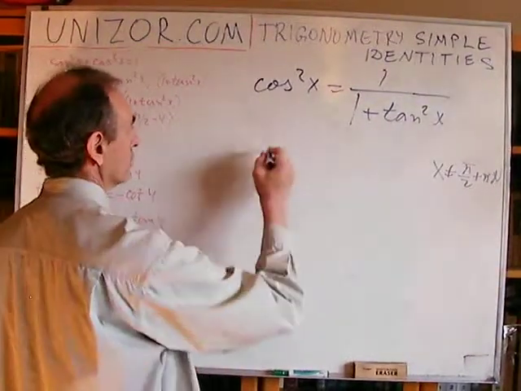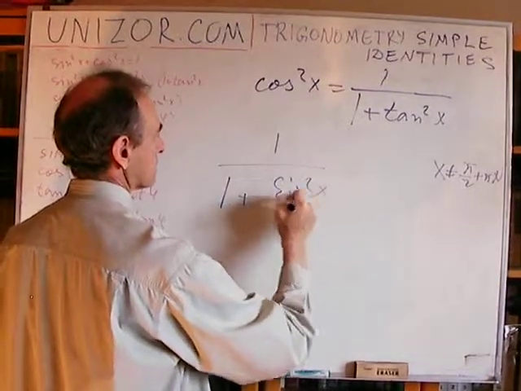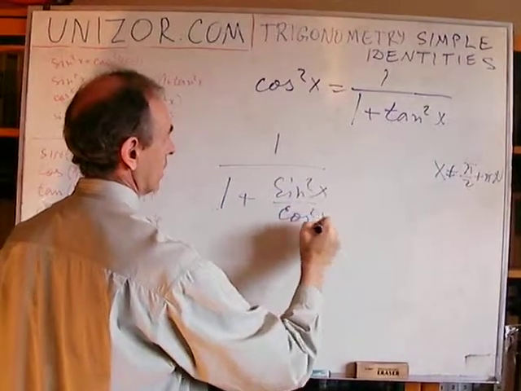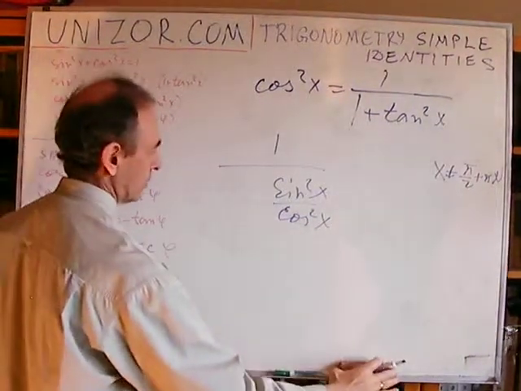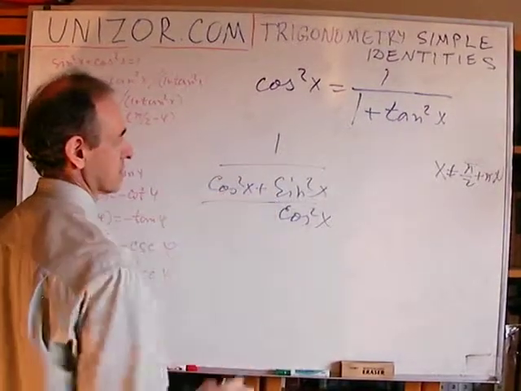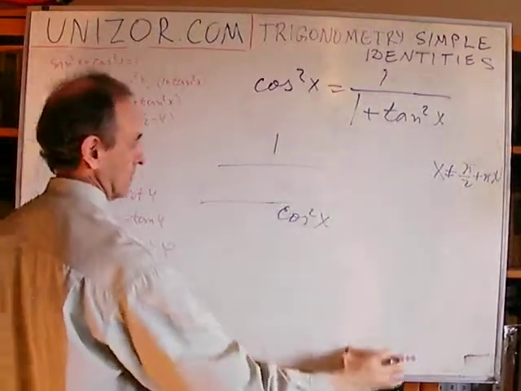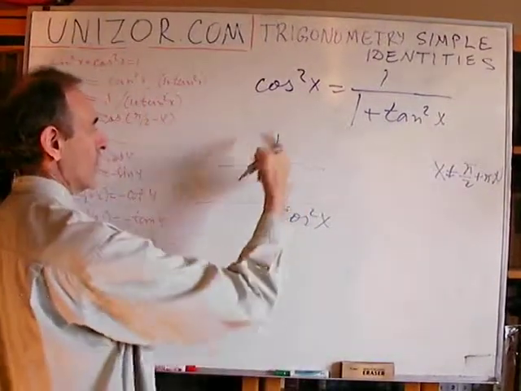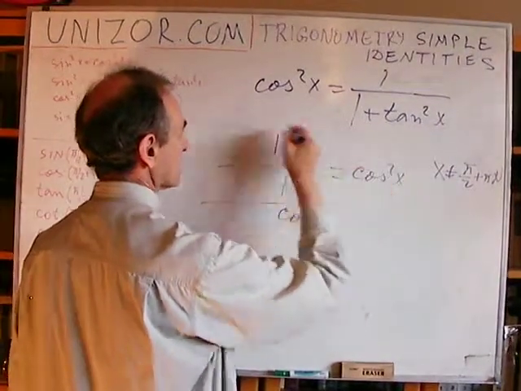So now we will do it this way. 1 over 1 plus sine square over cosine square. So as before, we replace it with cosine square x. As before, we replace this with 1. So it's 1 over 1 over cosine square, which is equal to cosine square x.